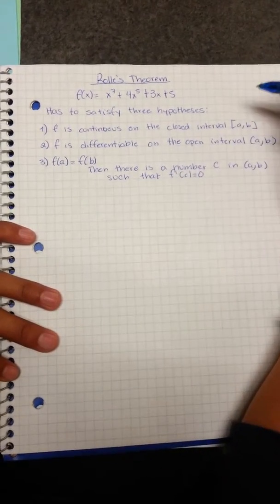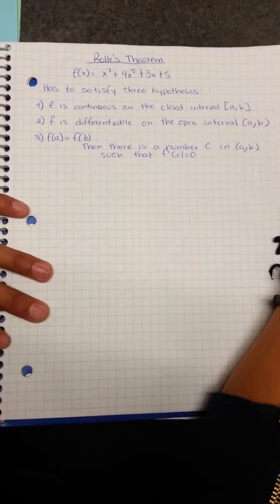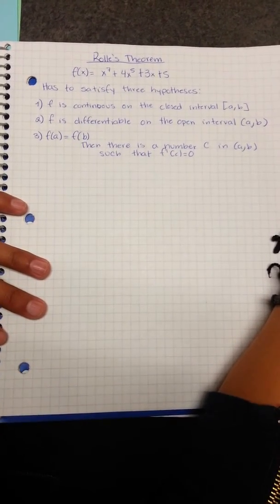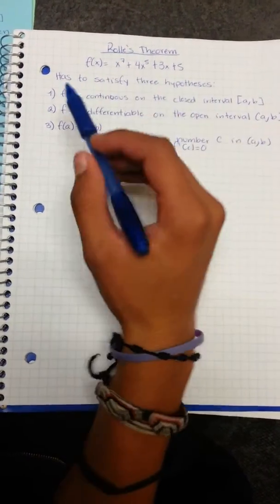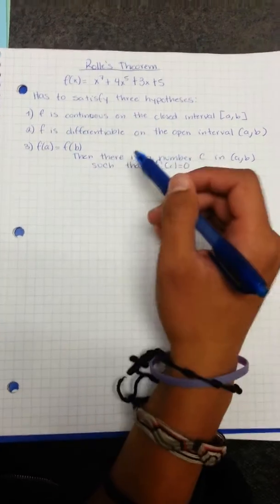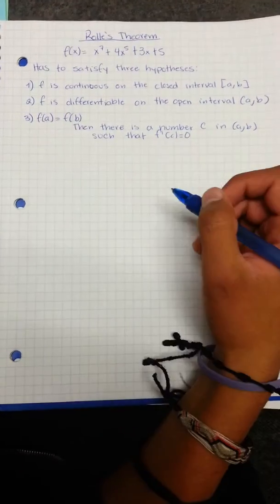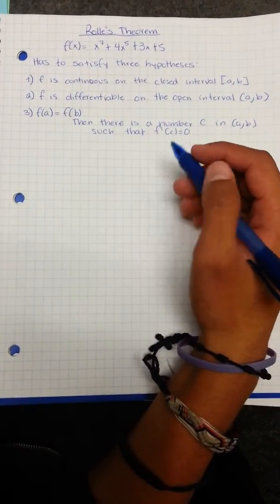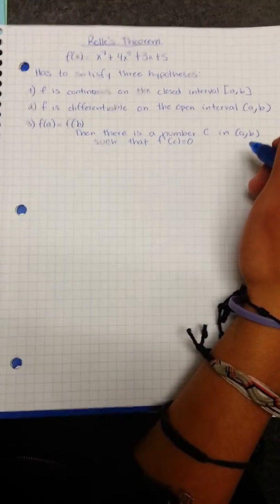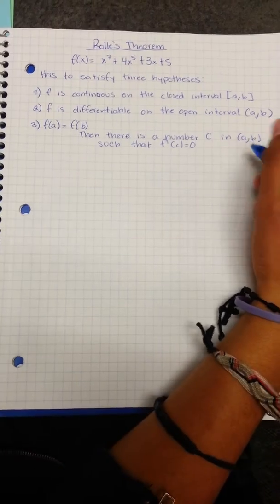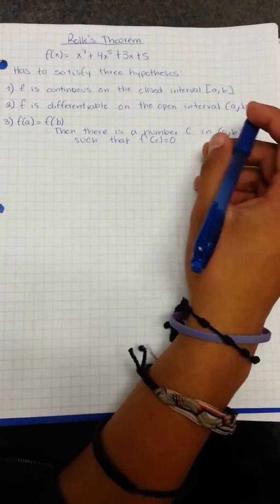Now we're going to use Rolle's theorem to prove that there's exactly only one real root in between our interval -1 and 0. In order for this to be satisfied, it has to satisfy three hypotheses. Number 1, f has to be continuous on the closed interval a to b. Number 2, f has to be differentiable on the open interval a to b. And number 3, f of a has to equal f of b. Therefore, there's a number c in the interval a, b such that our derivative has to be equal to 0.